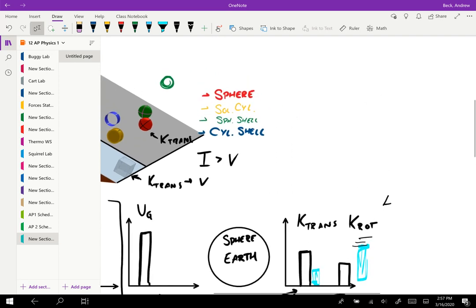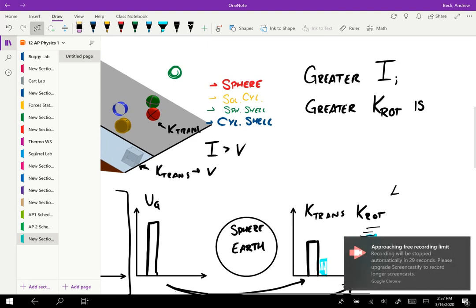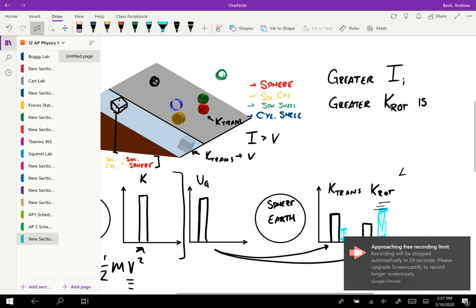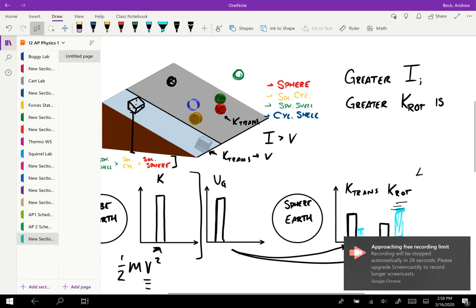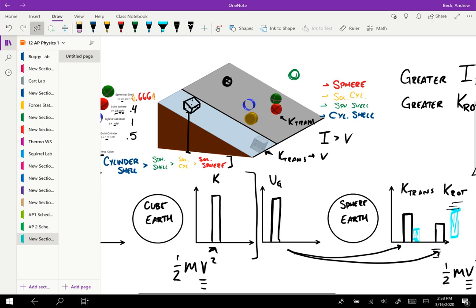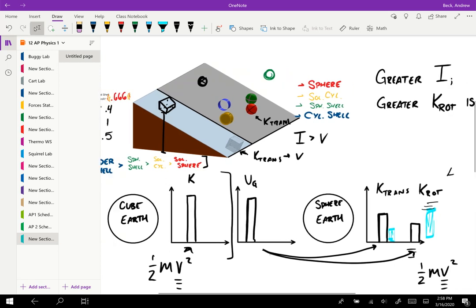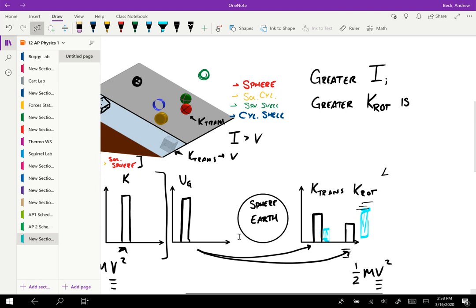So we can develop a trend. We can say the greater our rotational inertia, the greater our rotational kinetic energy is. And that is based on that reasoning that if we have a greater moment of inertia, it means that our object is moving slower, right? No, the other way around. If we have a greater moment of inertia, we have less velocity, less translational kinetic energy.